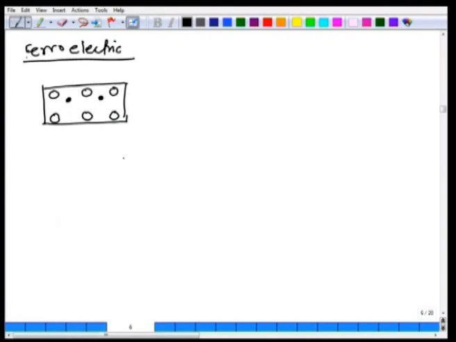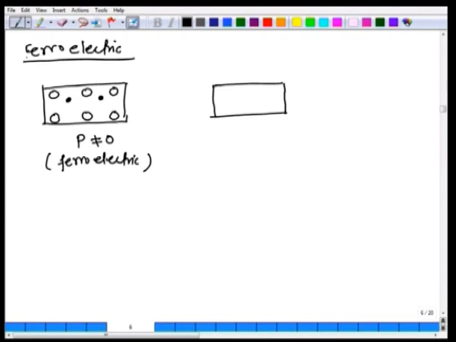If such a situation arises, this material will have some polarization which is not equal to 0. That means even in its native state it has a polarization. Such materials are ferroelectric. And since it is a ferroelectric material, it can also demonstrate piezoelectricity, and this you can see as follows.